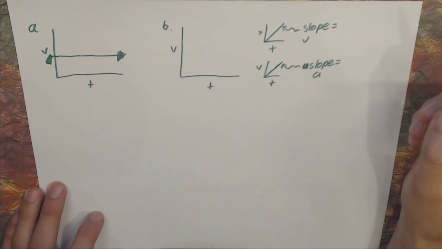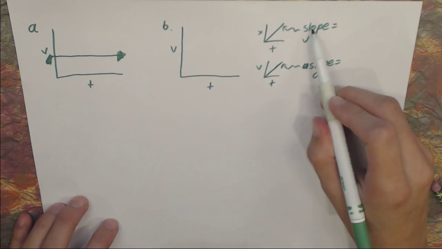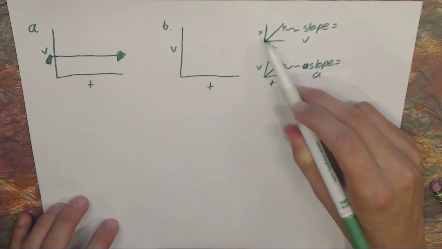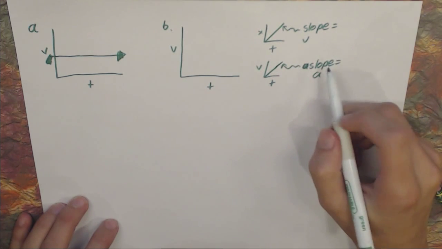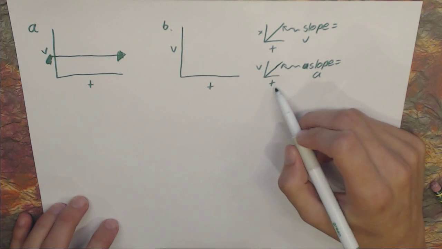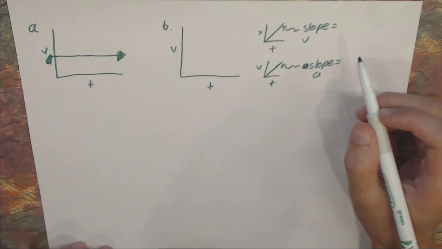So again, let's go over that real quick. As we've already learned, velocity is the slope of a position, x, versus time graph. But acceleration is the slope of a velocity versus time graph. So, back to our problem.